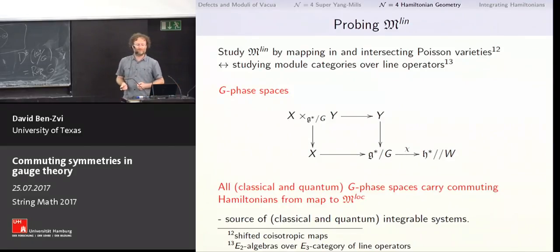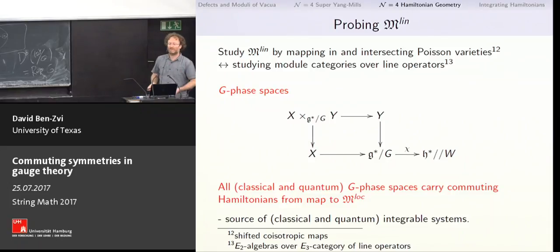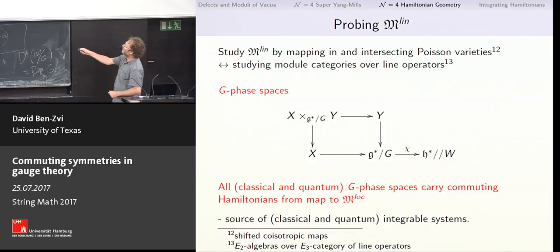Okay. So how am I going to understand the space in a way that's more concrete? The way I want to make it more concrete is I'm going to map in ordinary Poisson varieties. Technically, I'm going to look at quasitropic maps from Poisson varieties. So I have a space X. I'm going to take an ordinary Poisson variety X, and there's a notion of a reasonable map to here, quasitropic map, to G dual mod G.